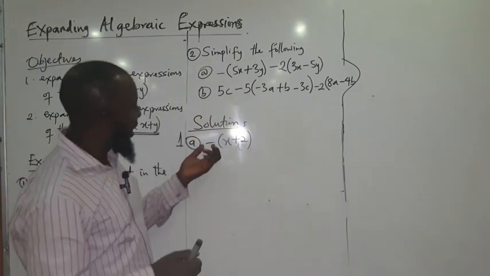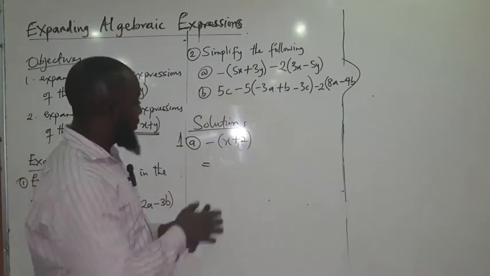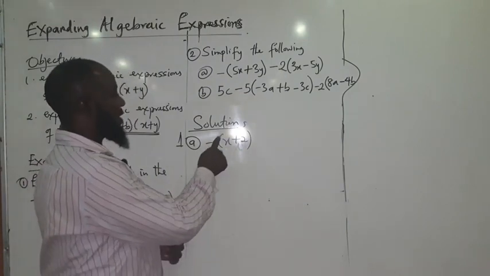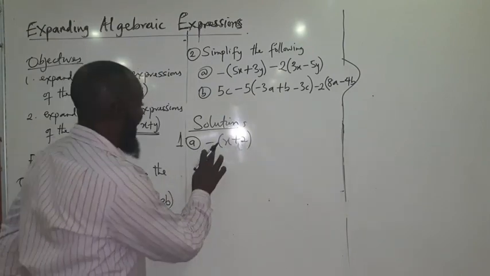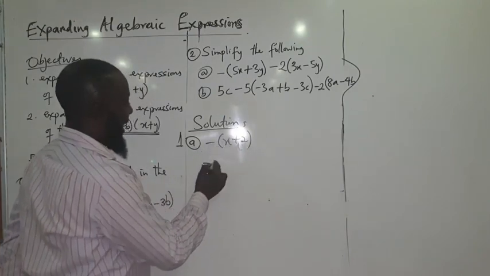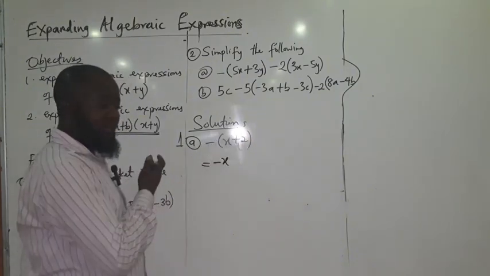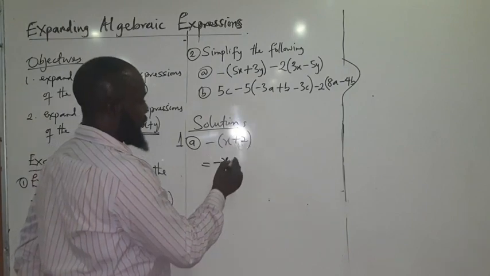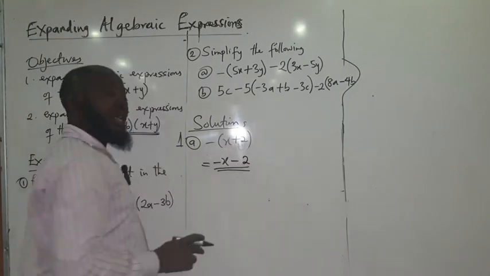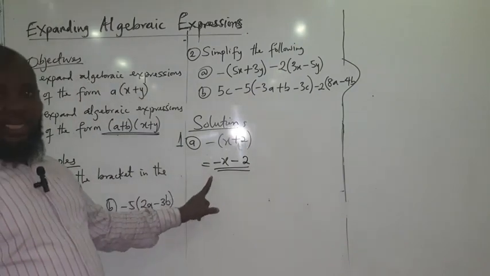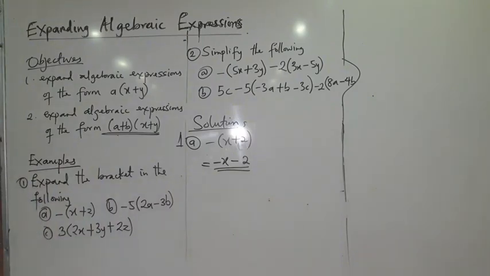Now, in this case, we have a minus. Minus what? We cannot see anything there, which means it is minus 1. So minus 1 times everything inside the bracket is what we are going to do. Minus times x gives us minus x. Minus times plus, as I just explained, will give you minus, then 2. So we have removed the bracket, and this becomes the answer. I hope this is very clear.